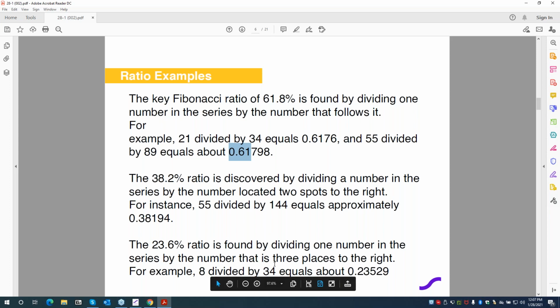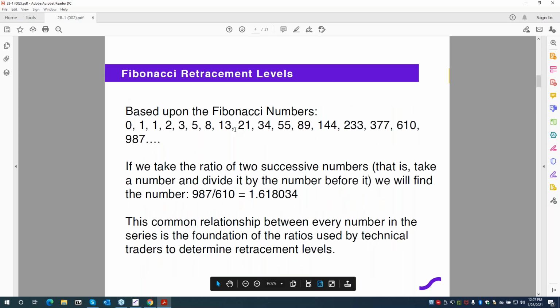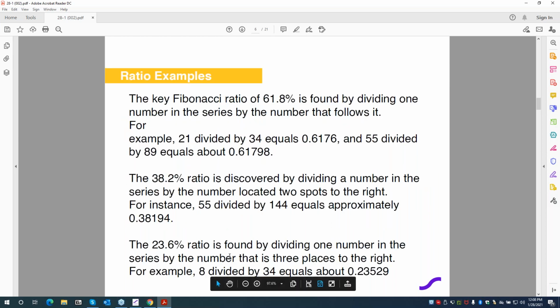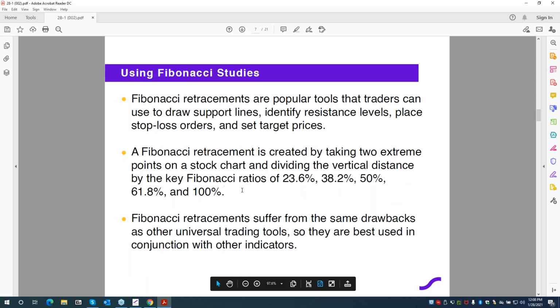If you go back 3 numbers from the top, so you have 34 here, go back 3 numbers, it'll give you the ratio of 0.23. You can even do it with 144. You take 144 divided by 34, and again that will give you 23% or 0.23, as shown here in the example.